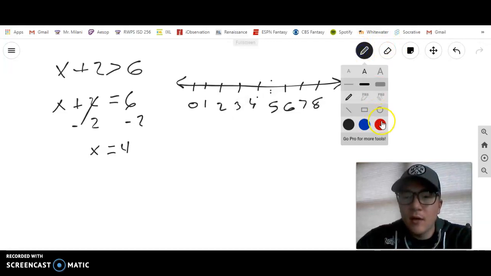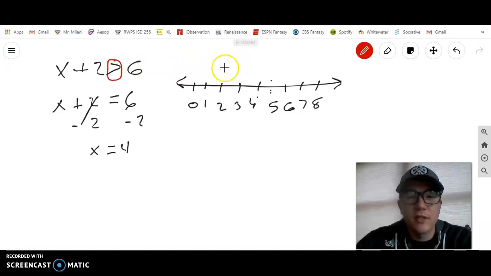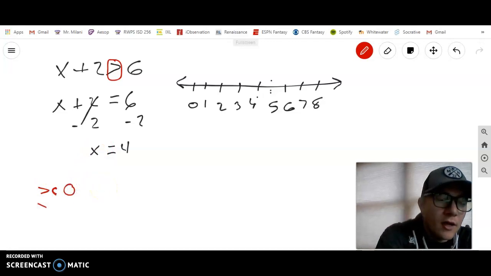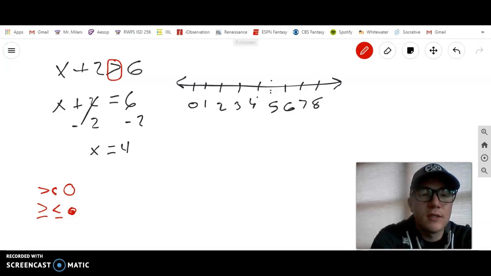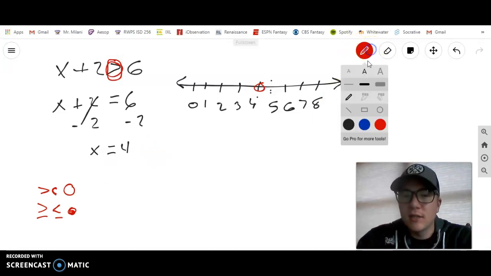So what was happening with the symbol and the dot: we had that x plus 2 is greater than 6. When you have just a greater than or a less than, remember that it is going to be an empty circle. If you were to have greater than or equal to, less than or equal to, it's going to be that filled in circle. So since it is just a greater than, we're going to have an empty circle on 4.